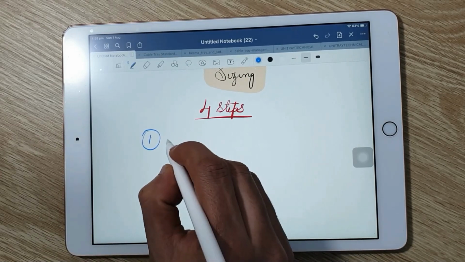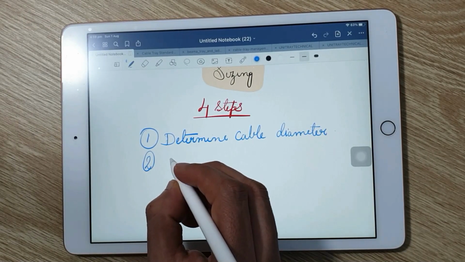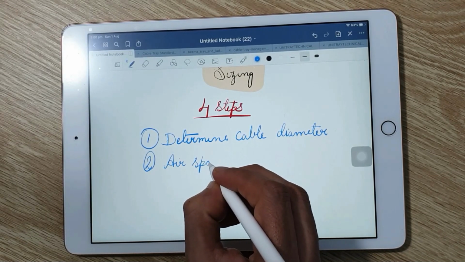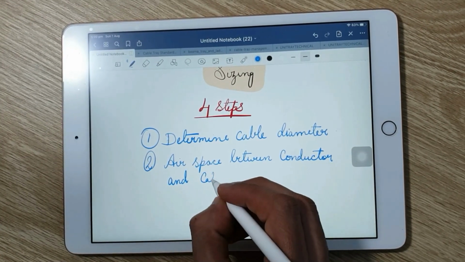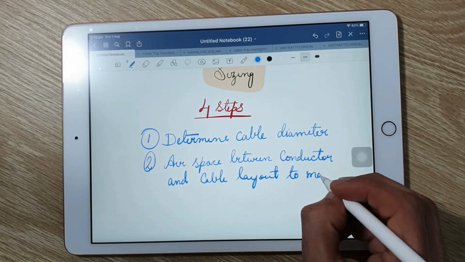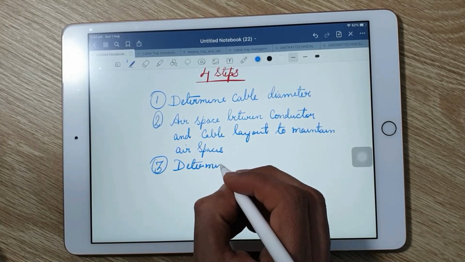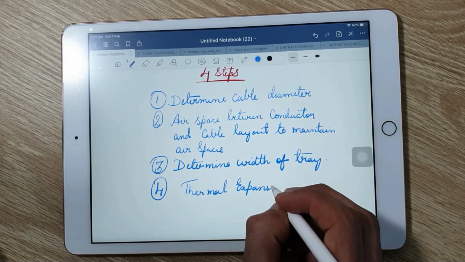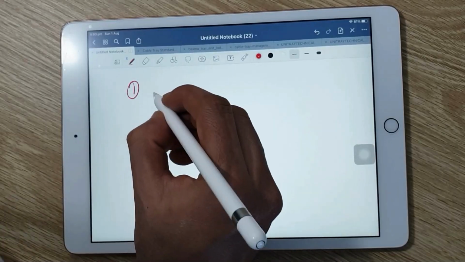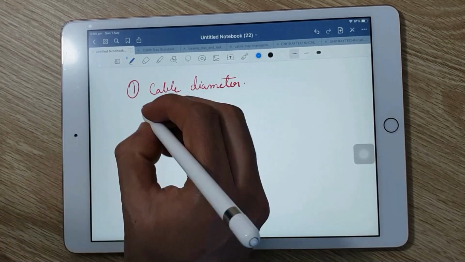The first step is to determine the cable's diameter. The second step is to calculate minimum required airspace between single conductor and multi-conductor cable, and also to design a cable layout to maintain required airspace between cables. The next step is to determine the minimum width of ladder tray. And the last and final step is to consider the thermal expansion and contraction. Now let's focus on the first step, which is to determine the cable diameter.